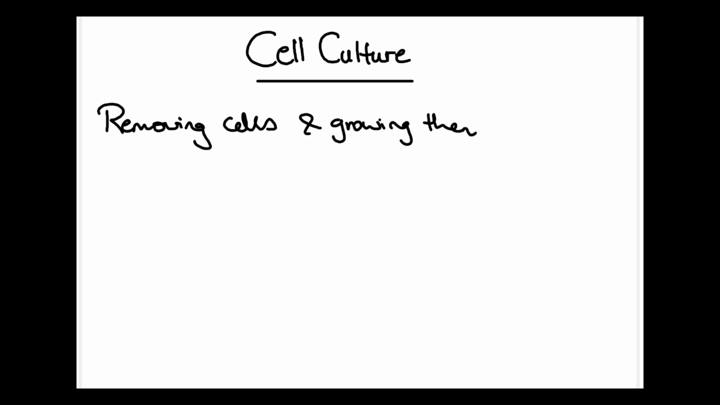So, a cell culture is basically removing cells from an animal or a plant and growing them in a favorable artificial environment. So the cells can be removed from the tissue directly or disaggregated by enzymatic or mechanical means before they're cultivated, or they can just be gotten from a cell line or strain that's already established.